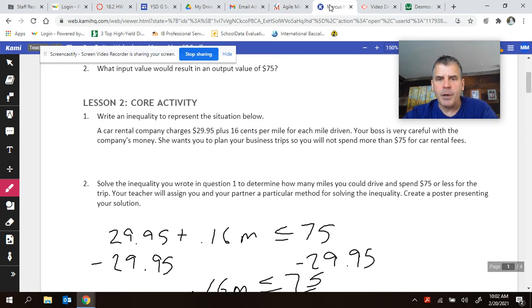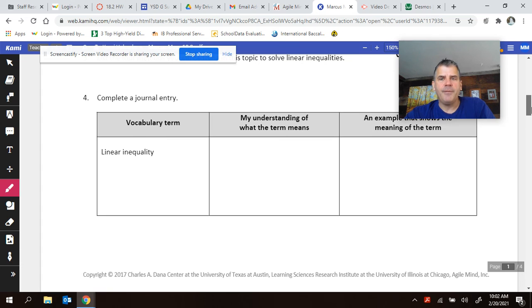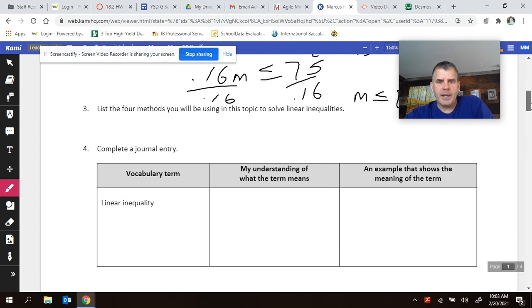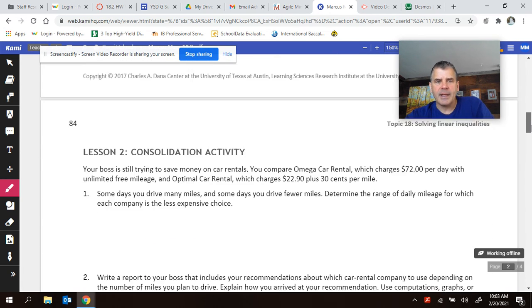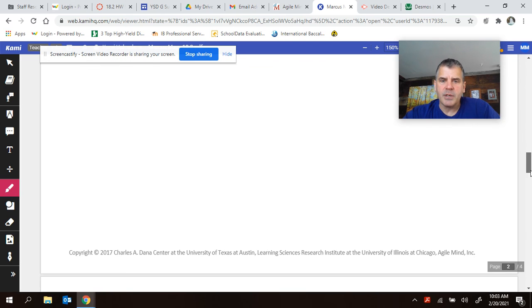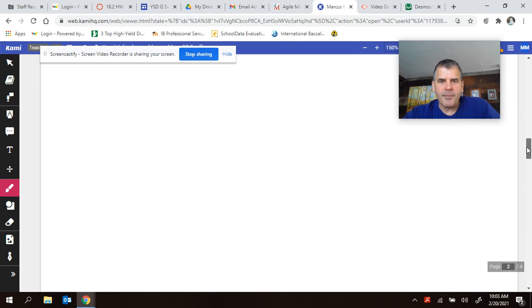Again, I would encourage you to go over and answer the questions that they've asked you to do here. I would fill in your understanding of linear inequality so far, and it's just your understanding, and then use the examples that we've done to back that up. If you look at the consolidation activity, they're setting you up with something very similar to this. Again, I would encourage you to step through this and work some of this. I will go over some of this quickly in the next video and then get you set up for your homework.